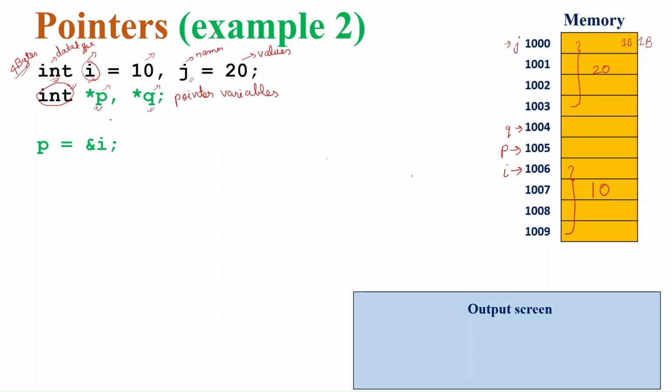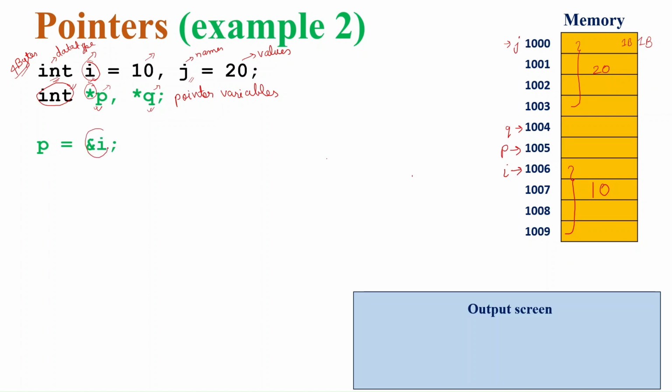So the next line is p = &i. See, here we have not given a value to p. We have just said that it is a pointer variable and nothing else, and that it stores the address of integer data type, not the value. So p is equal to address of i.